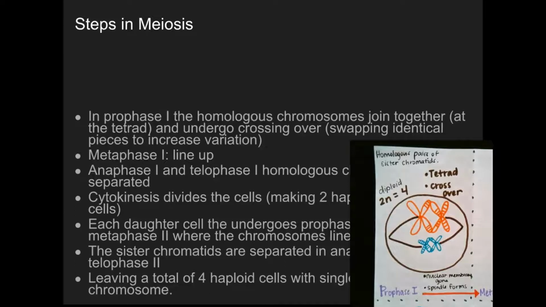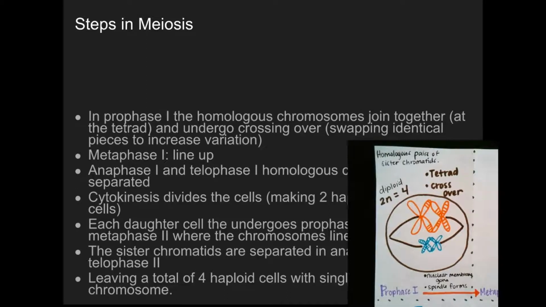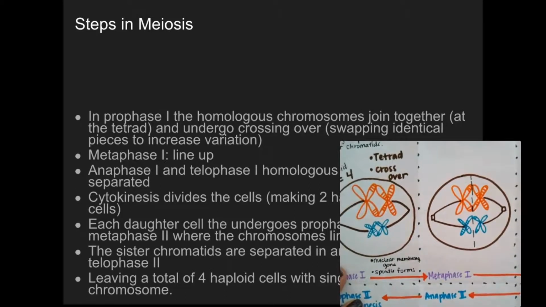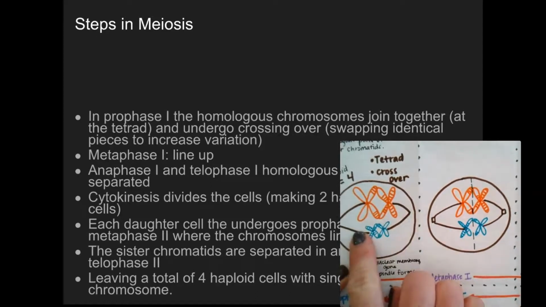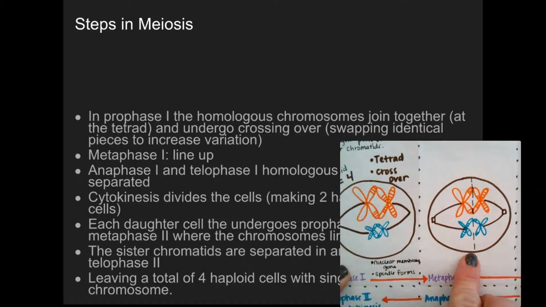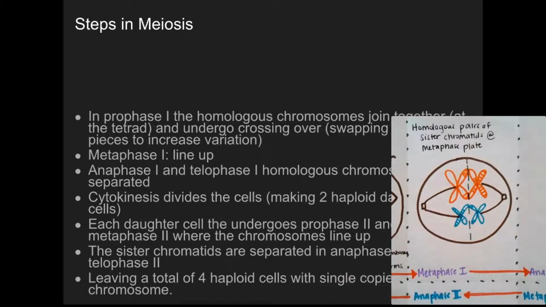Now at metaphase, these homologous pairs of sister chromatids are going to line up at the metaphase plate. So in this phase of meiosis, the pairs, which could be spread all throughout the cell, have now lined up exactly perfect at the equatorial metaphase plate. So we have our homologous pairs of sister chromatids lined up at the metaphase plate.